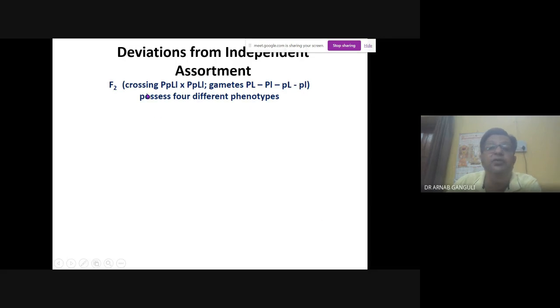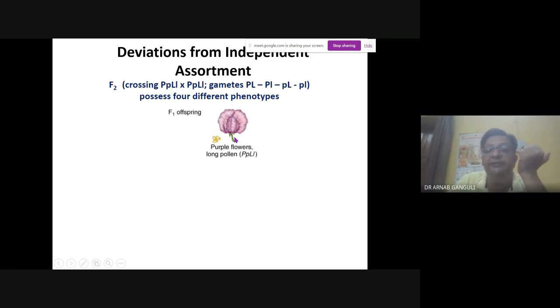So in the F2 crossing, a selfing was done. Capital P, small p, capital L, small l was self-crossed with capital P, small p, capital L, small l. And the gametes which were formed were capital P capital L, capital P small l, small p capital L, and small p small l. This you can check in the independent assortment from your class 11 and 12 about Mendel's law of independent assortment.